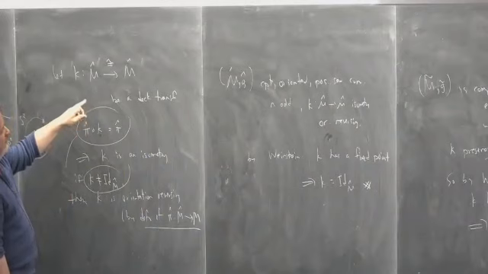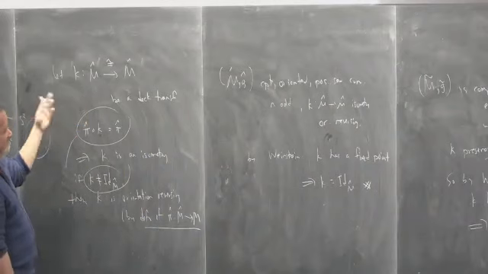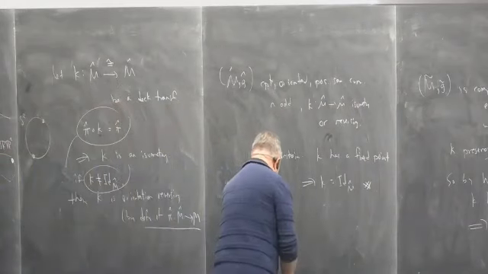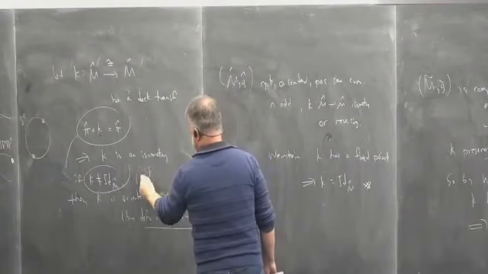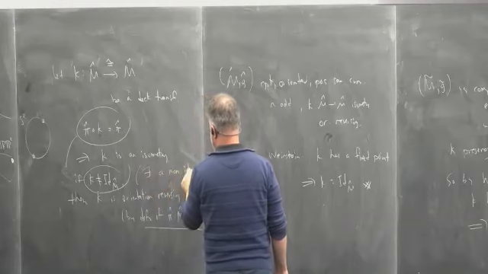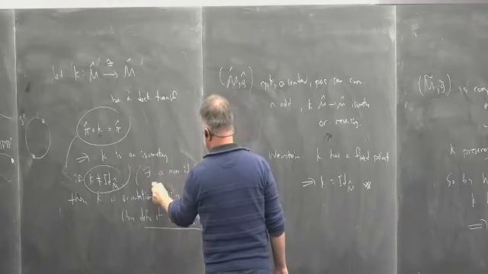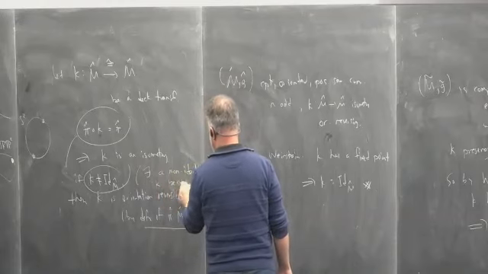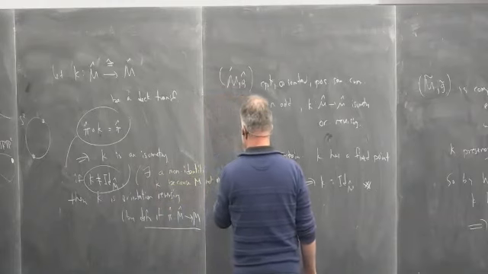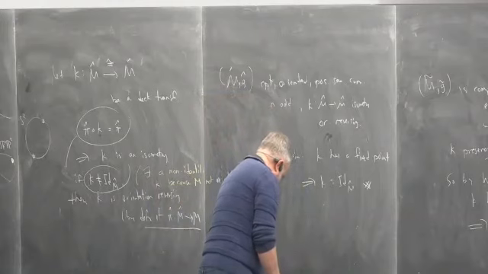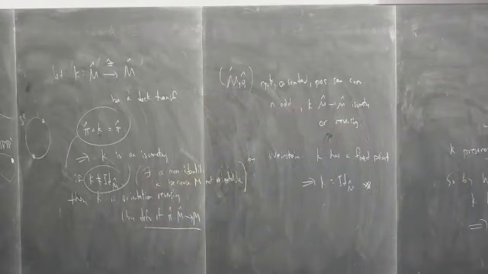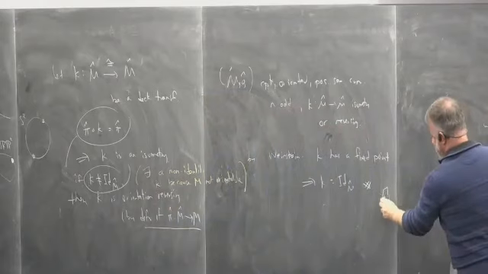By the way, this exists. There's always a deck transformation here that's not the identity, because M is not orientable. So there always exists a non-identity K, because M is not orientable. Again, these are some facts about the oriented double cover that I don't really want to get into. So that's the proof of B.